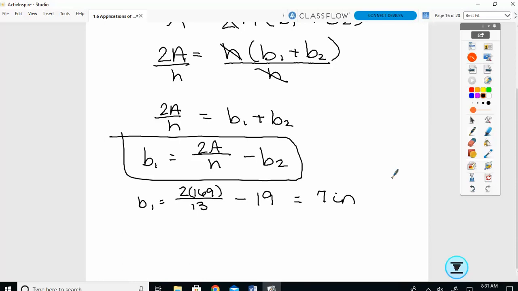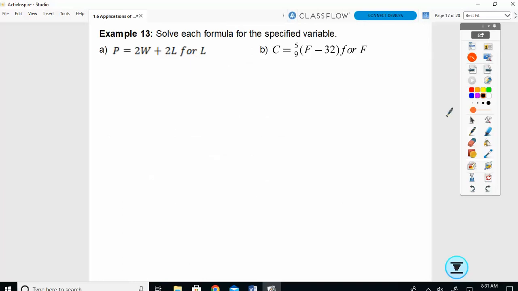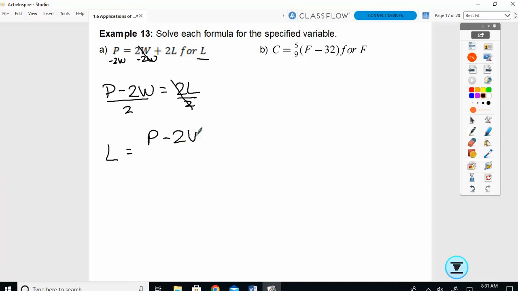All right. So if I just give you a couple where we just practice solving for a variable. P equals 2W plus 2L. If I want L by itself, subtract 2W. So I get P minus 2W, then what would you do? Divide by 2. So L is P minus 2W divided by 2.